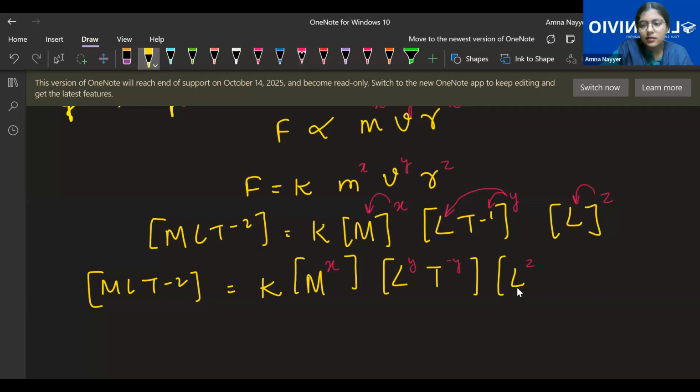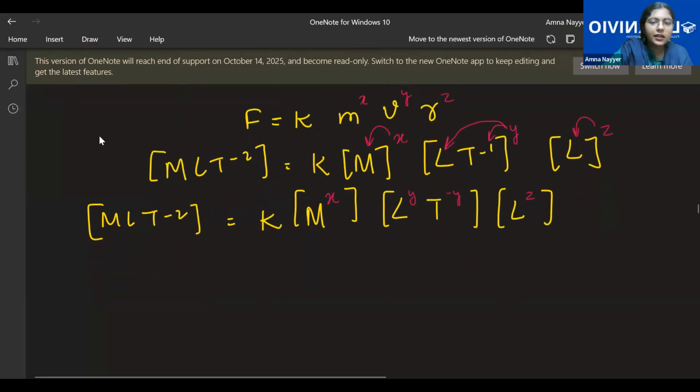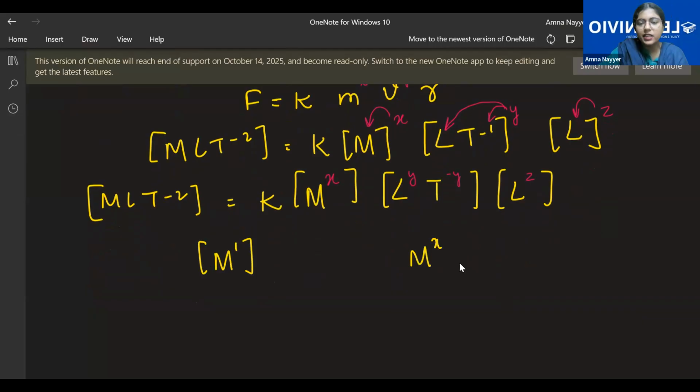So this is the whole dimension. Now we are going to compare the right and the left hand side. On the left hand side, we have mass whose power is 1, while here the mass has power x. So now we equate: total power is x, total power is 1. It means x is equal to 1. You just compare the left hand side and the right hand side together.